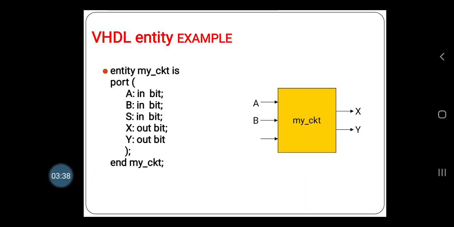VHDL entity example is shown here. So here the entity name is my circuit and inputs A, B, and then X and Y are the outputs and S is also an input. So here entity my circuit is port A input bit, B input bit, S input bit, X output bit, Y output bit, bracket closed, and end my circuit. So this is how we declare the entity in VHDL.